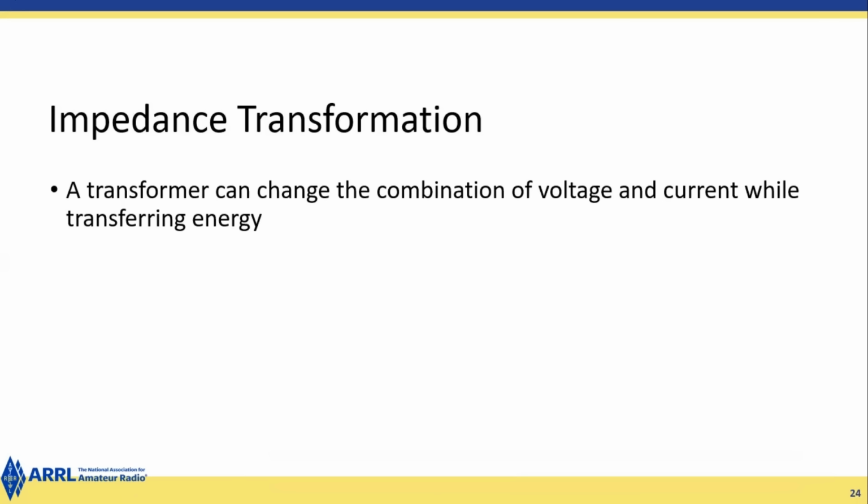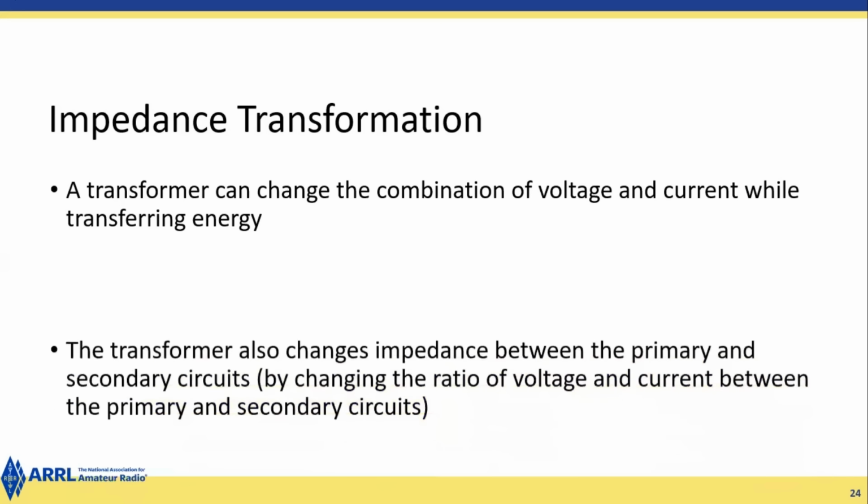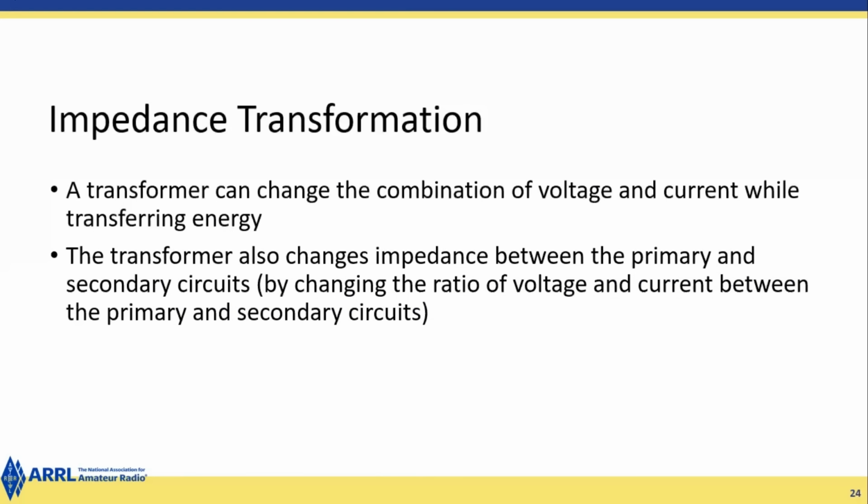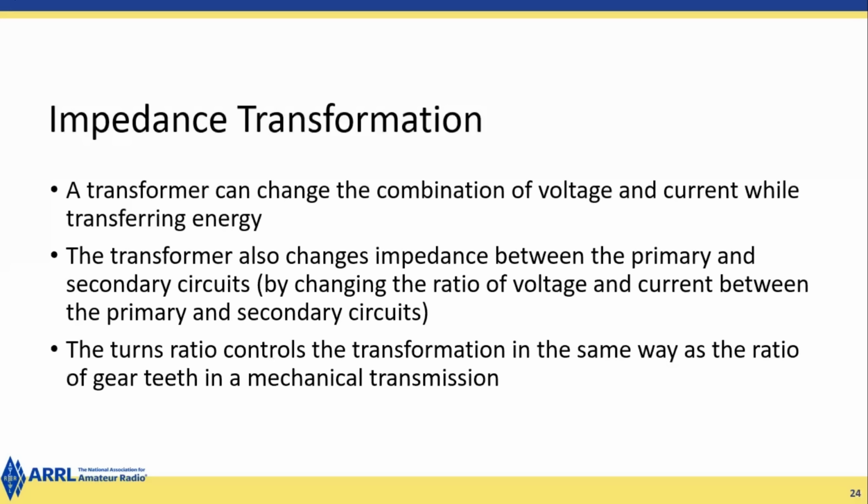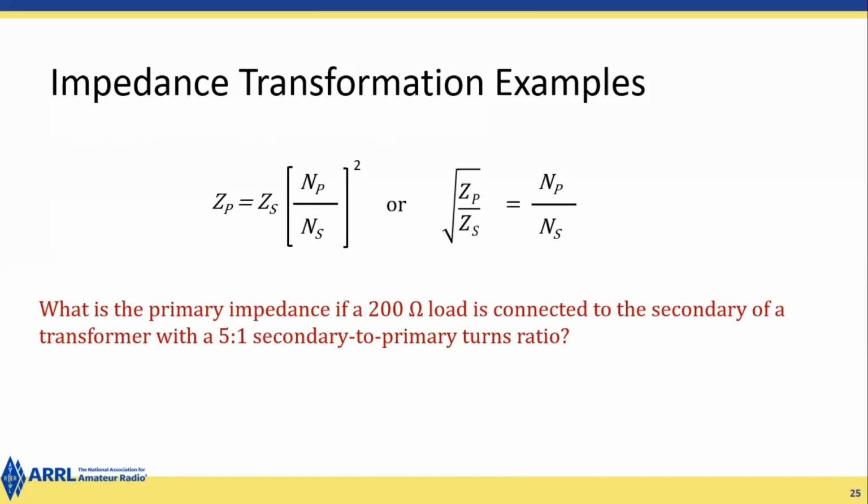An impedance transformer is a transformer that can change the combination of voltage and current while transferring energy. The transformer also changes impedance between the primary and the secondary circuits by changing the ratio of voltage and current between them. The turns ratio controls the transformation in the same way as the ratio of gear teeth in a mechanical transmission. Impedance transformers are very similar to the voltage transformer we just saw, except we've got impedance now.